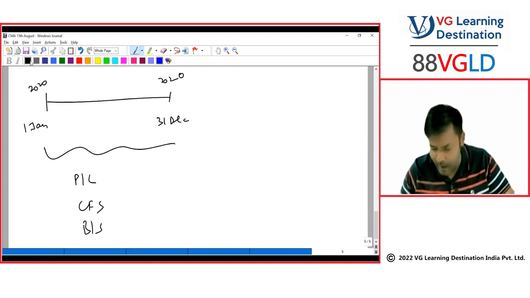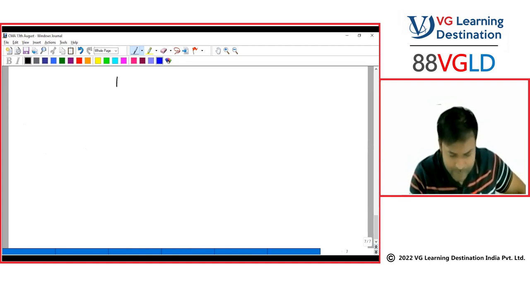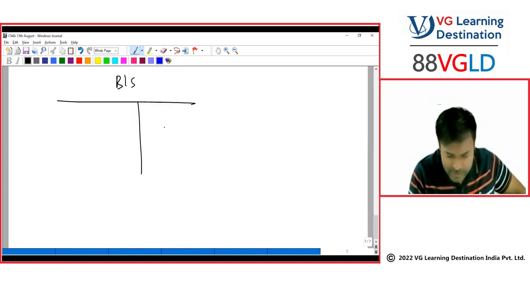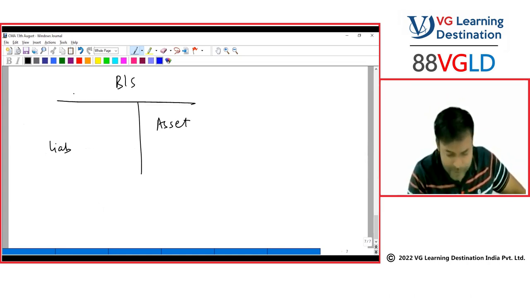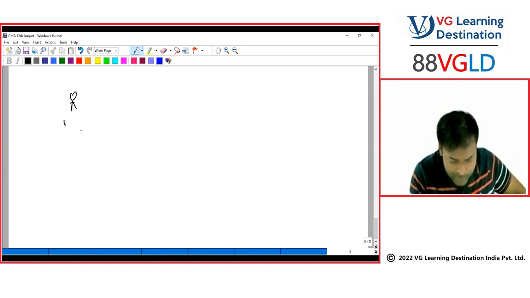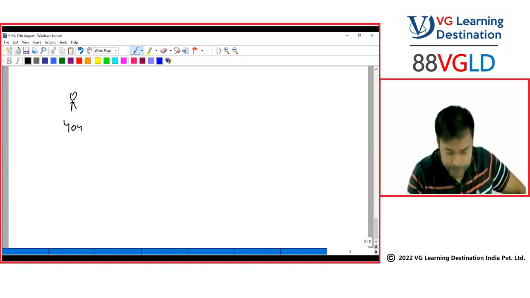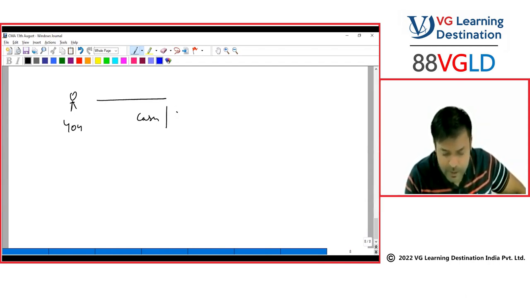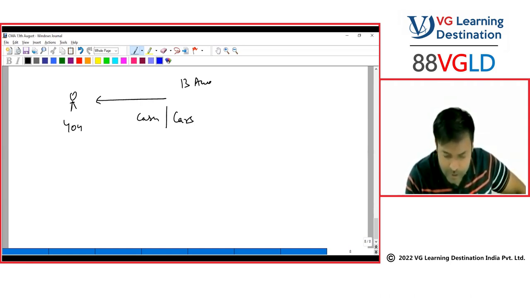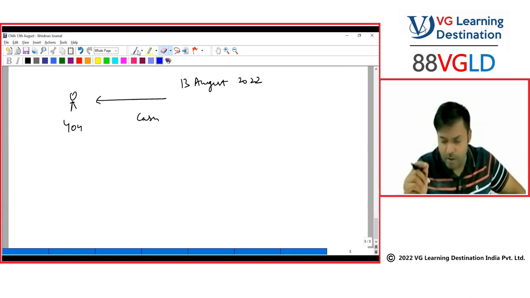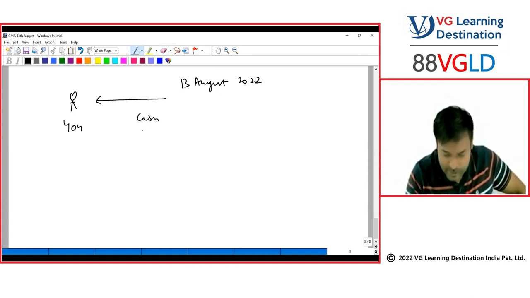See, let's look at the items of the balance sheet. What do we have in the balance sheet? We have assets, liabilities, many things. We have cash. We have inventory. For example, guys, if I come to you and ask how much cash you have, or how many assets you have, how many cars, let's say. And I ask you on the 13th of August how much cash you have, let's say simply cash. On 13 August, you say that I have almost, let's say in my bank account, 5 lakhs.